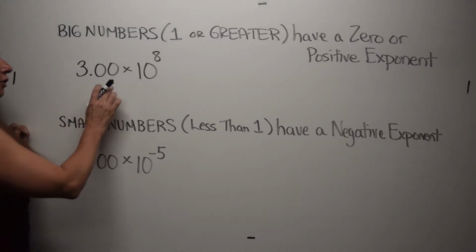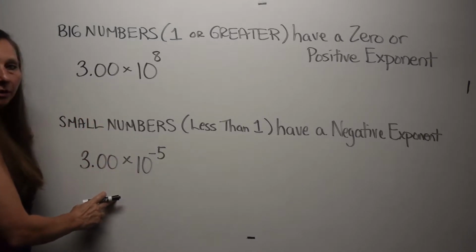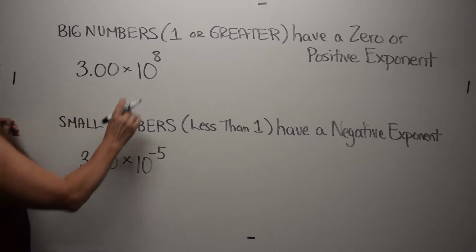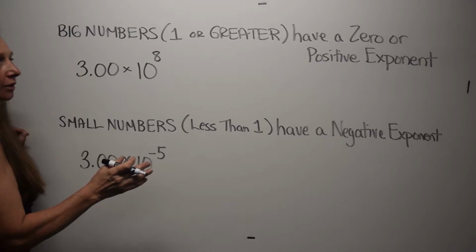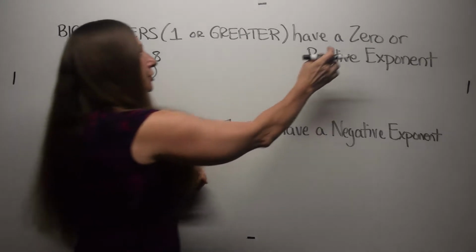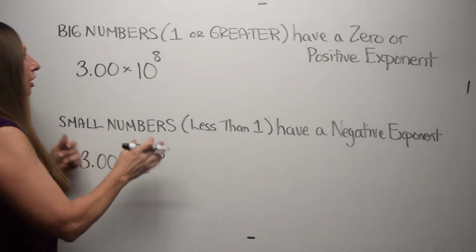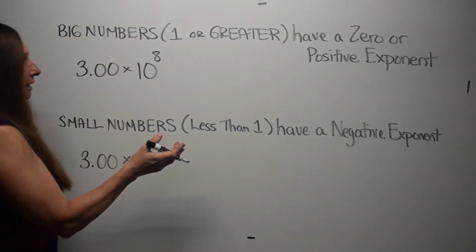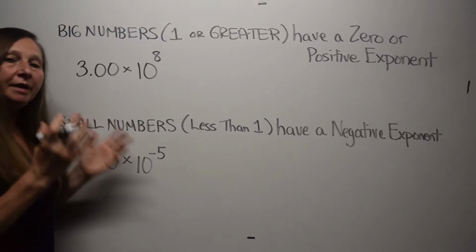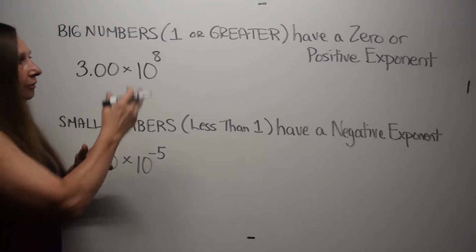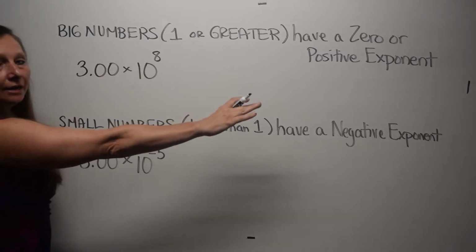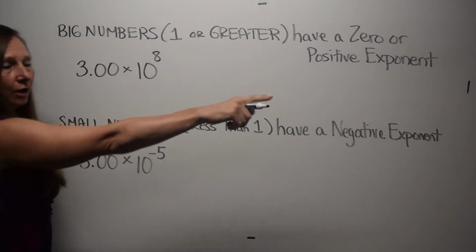So let's convert this number and this number to decimals. All right, now what we have here is a positive exponent. Now, when the exponent is 0 or positive, you know that the number is 1 or greater. Now, since we want this number to be a big number, right, 1 or greater, we're going to have to move the decimal point to the right. All right, we're going to have to move the decimal point that way.